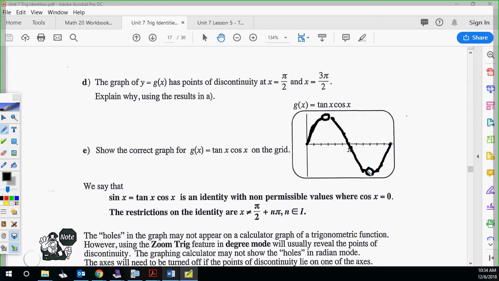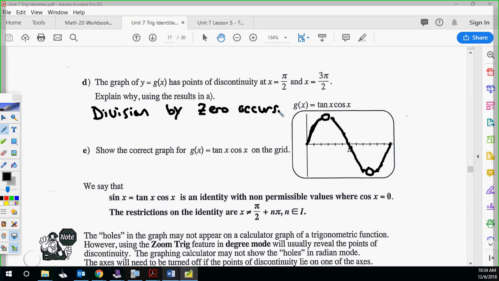I'm just going to write it simply. Division by 0 occurs. That's why. Show the correct graph.